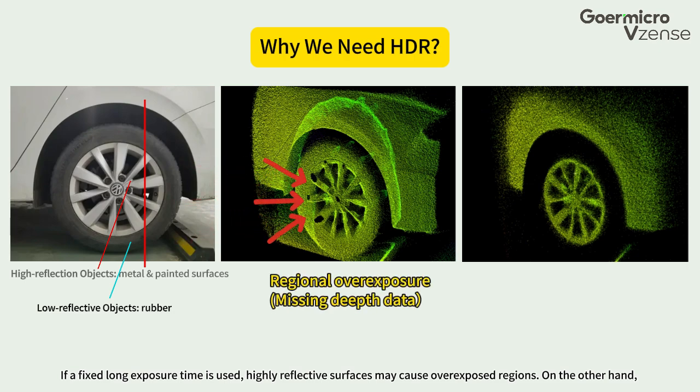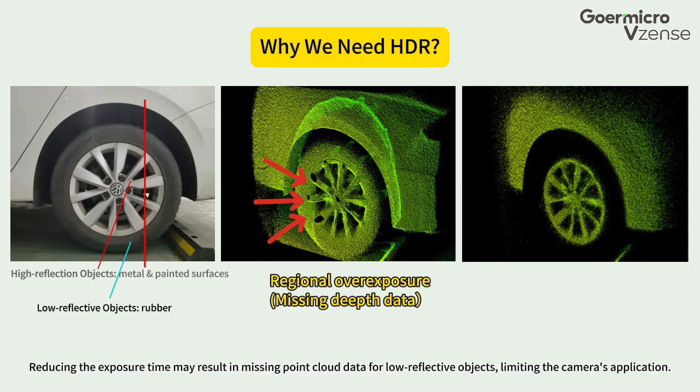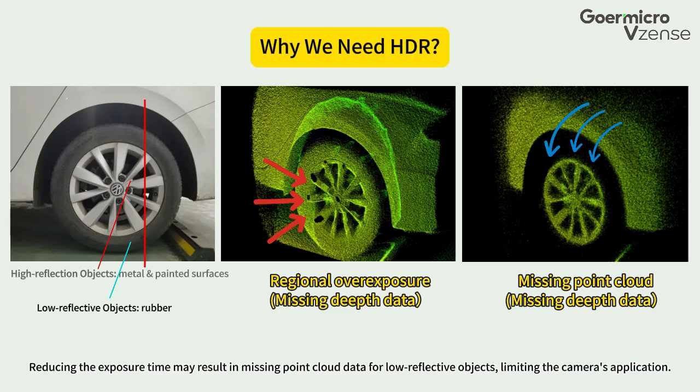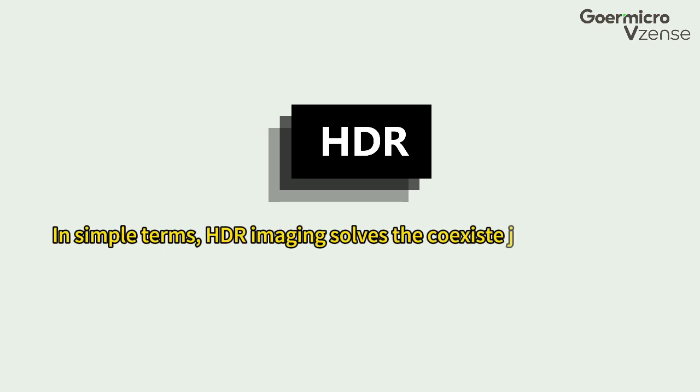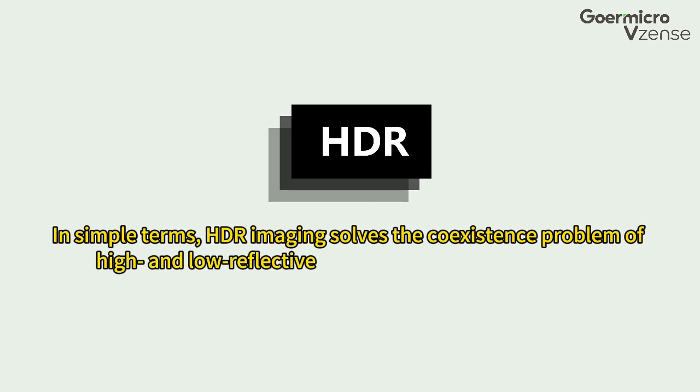If a fixed long exposure time is used, highly reflective surfaces may cause overexposed regions. On the other hand, reducing the exposure time may result in missing point cloud data for low reflective objects, limiting the camera's application. Fortunately, the HDR function effectively addresses these challenges. In simple terms, HDR imaging solves the coexistence problem of high and low reflective objects within the same scene.